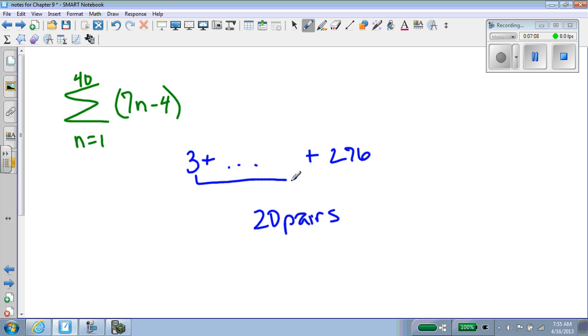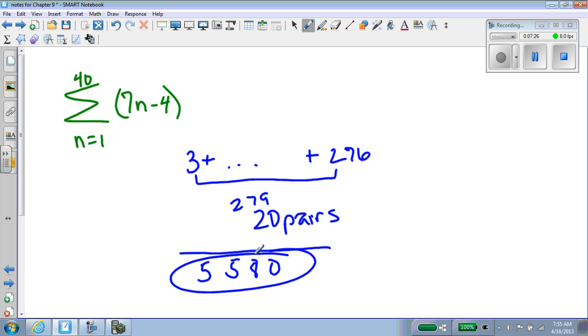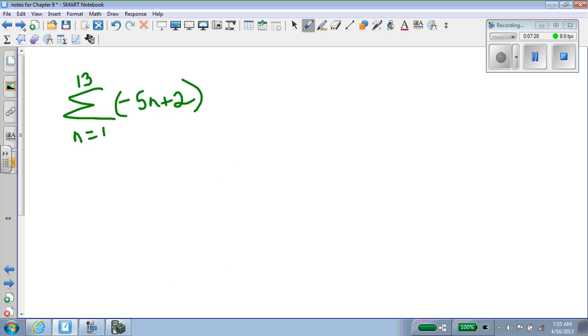And I want to find out what their sum is. So that's 279. And I have 20 pairs of that. So 0, 18, regroup the 1, 15, regroup the 1, 5. So my sum is 5,580.